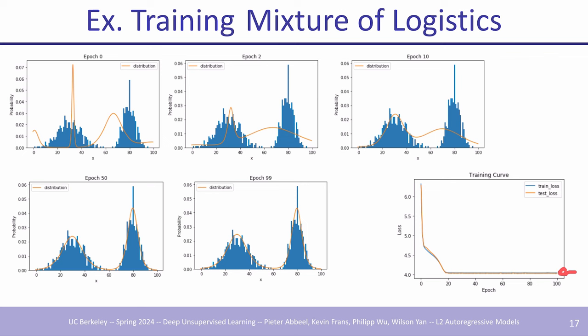Yes? Do you also fit K in this process? It's a good question. The number of components is effectively a hyperparameter in your mixture of logistics. If your original data is continuous and you're binning it, then it's also a hyperparameter how many bins you're throwing it into. Those are some choices you might have to make.